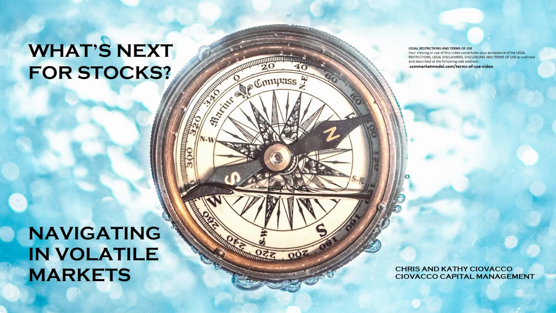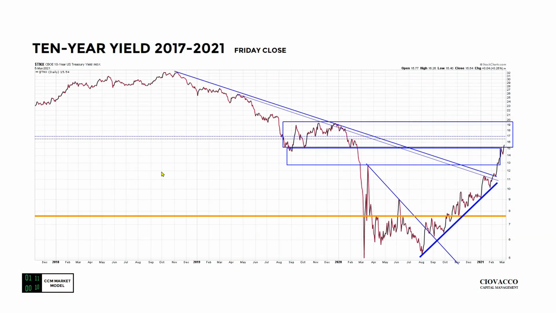In this week's video, we'll review the latest charts to help us answer the question, what's next for stocks and how can we best navigate in volatile markets? It's a chart of interest rates or the 10-year yield as of the close on Friday, March 5th.